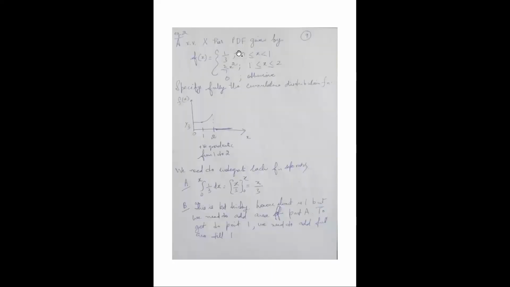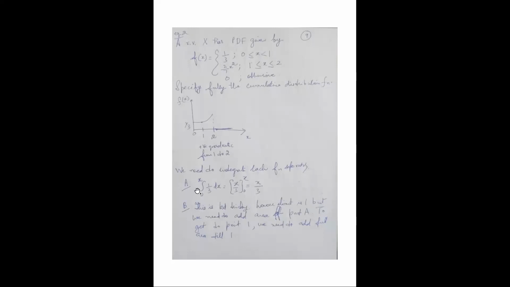So how to find out this? What is the second function? 2 by 7 x squared. Its lower limit is 1. So I will do the integration from 1 to x, 2 by 7 x squared dx. But I will have to add the area for the first function also at the highest limit. Its highest limit is 1.